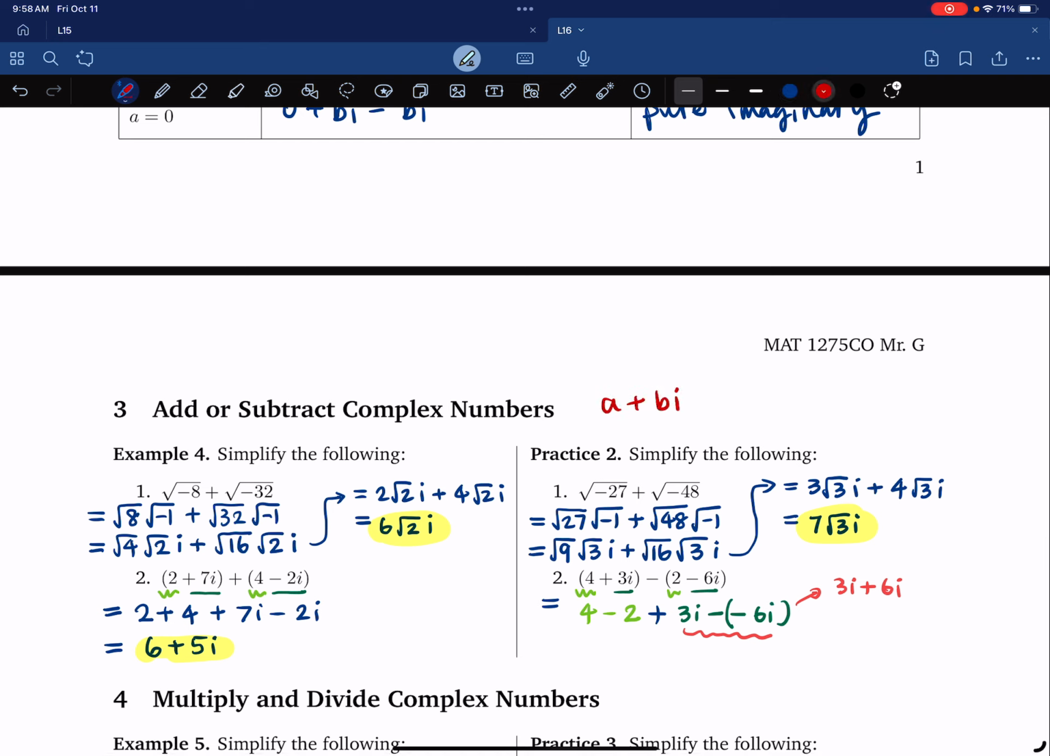So the operation between the real and the imaginary is a plus sign. So that's why I put a plus sign right there. And now let's simplify this. 4 minus 2 is 2 plus 3i minus negative 6i or 3i plus 6i, that's 9i. So the answer to this one is 2 plus 9i.